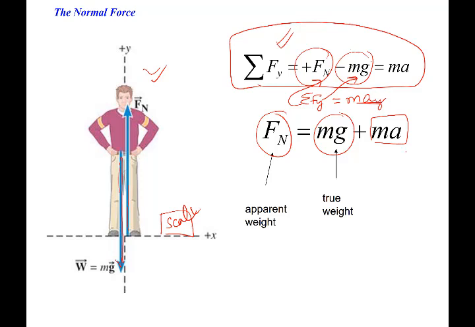So this is how the setup plays out. If you are going upwards, you will have an additional m times a added to it. If you are going downwards, we'll have mg minus ma, which makes the apparent weight lesser than the true weight.